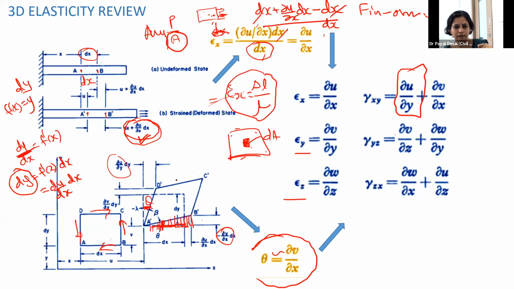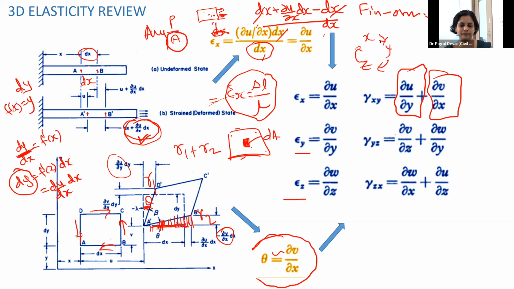You take the angle here, and the total shearing angle will be what? This is gamma 1, gamma 2. So the total shearing angle will be gamma 1 plus gamma 2, and you get that the total shearing angle will be del u by del y plus del v by del x. And this is gamma xy. Similarly, you may write with the cyclic notation, x, y and z. Wherever you have x, you put y; wherever you have y, you put z; and wherever you have z, you put x. With the cyclic rotation, you may get the other components also.